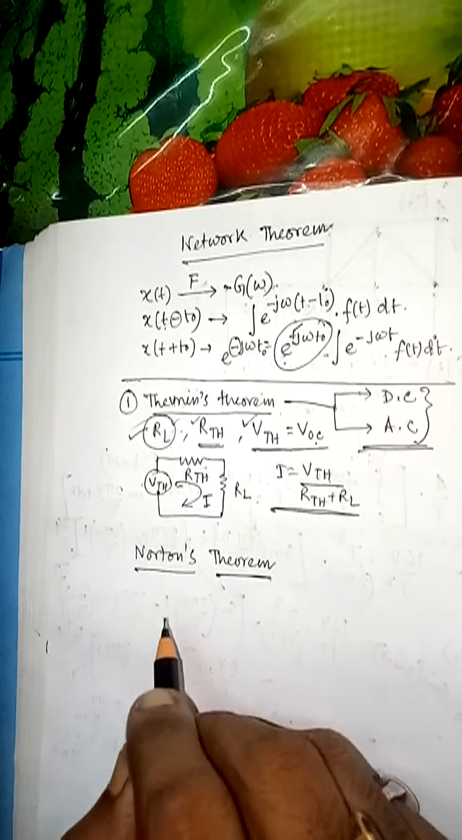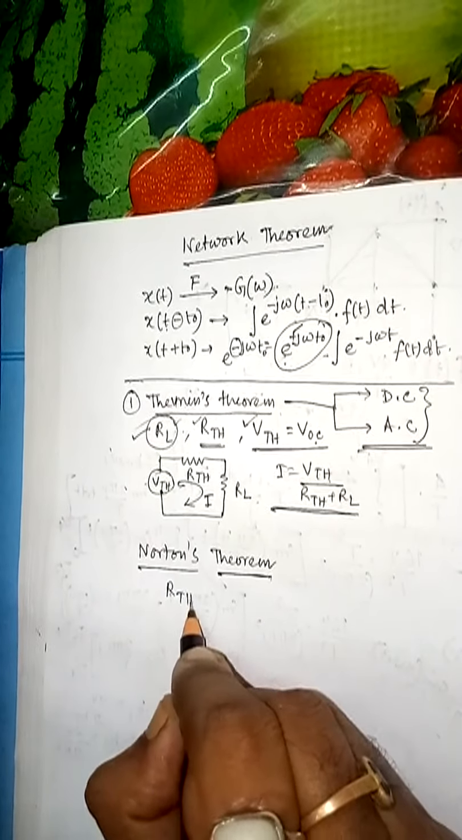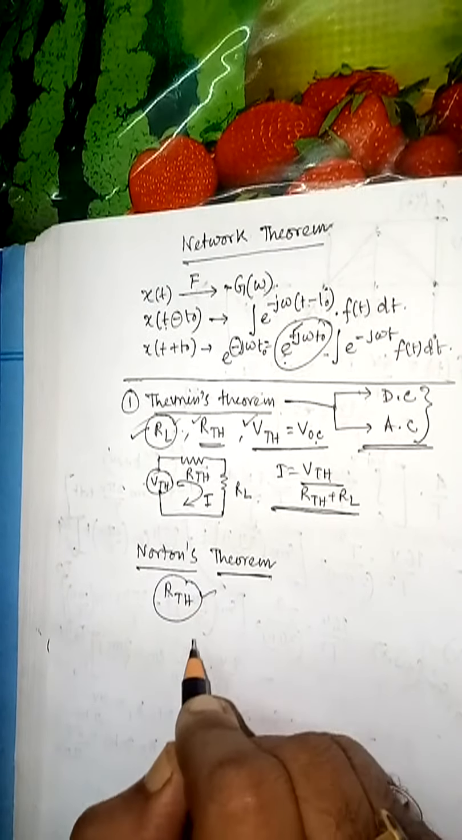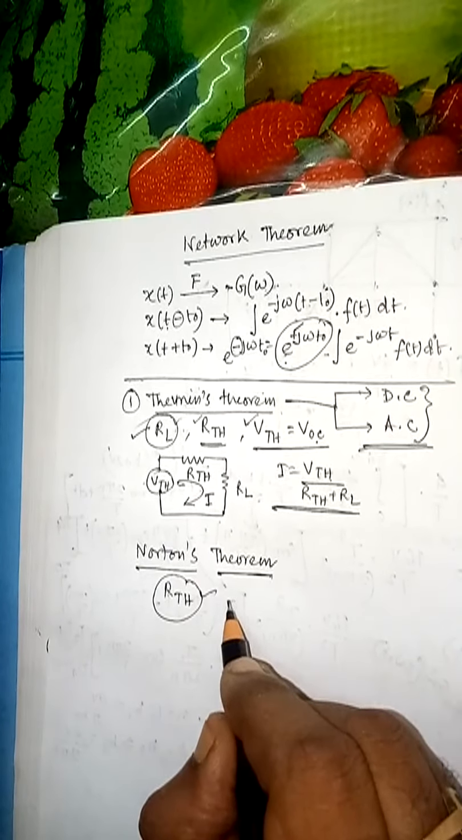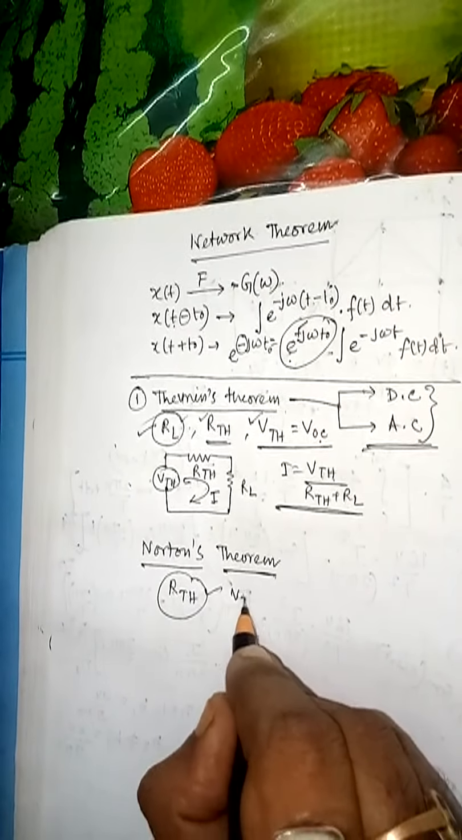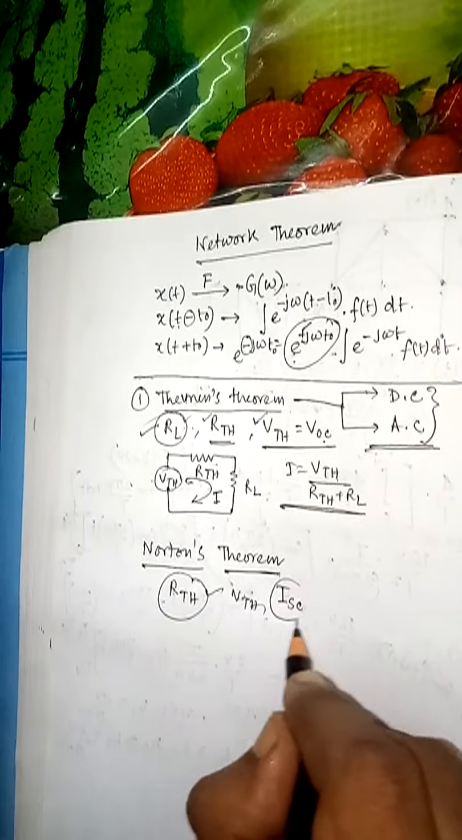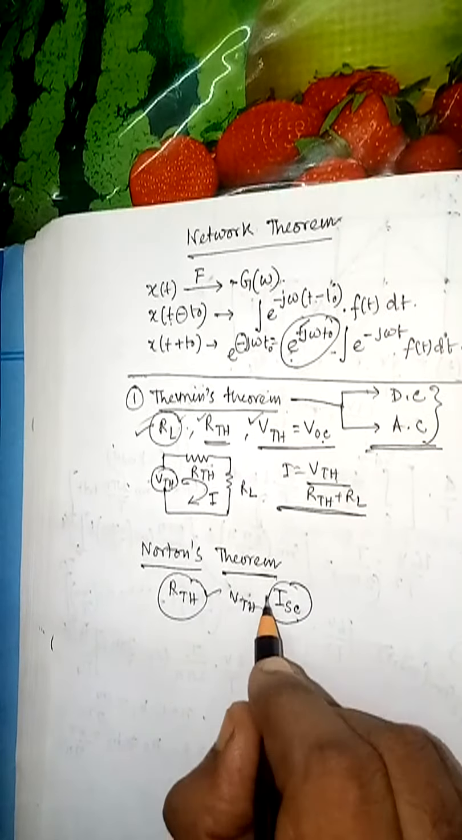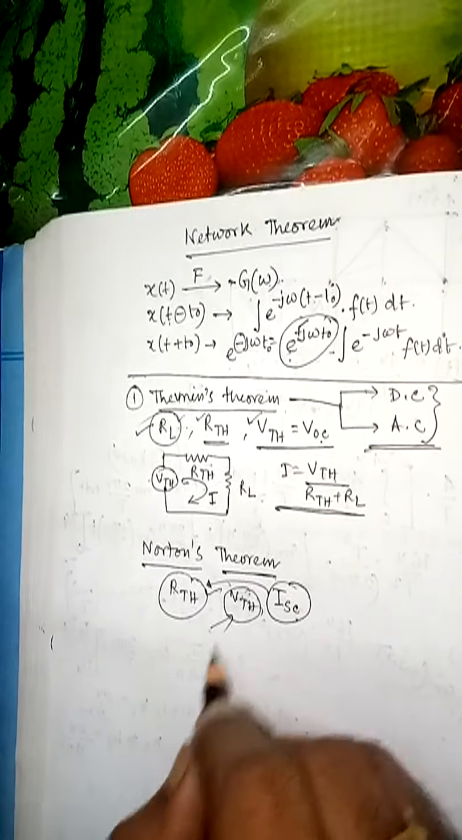Here in Norton's theorem, as you have understood Thevenin's, the RTH is the same. The evaluation process and the calculation of RTH is the same, but instead of getting VTH, here we will first find out ISC, the short circuit current. The short circuit current multiplied by RTH gives us VTH, right?